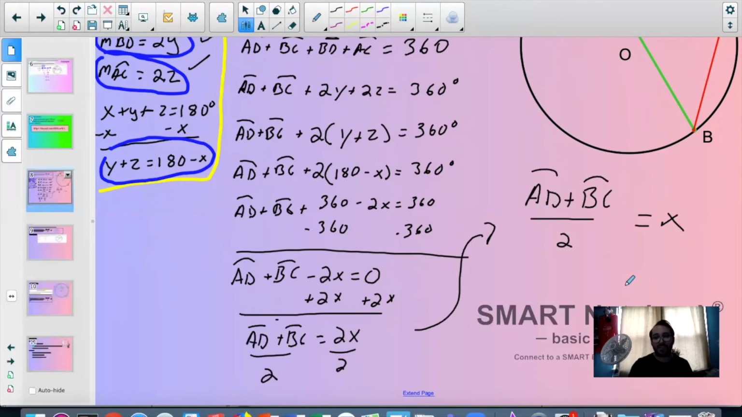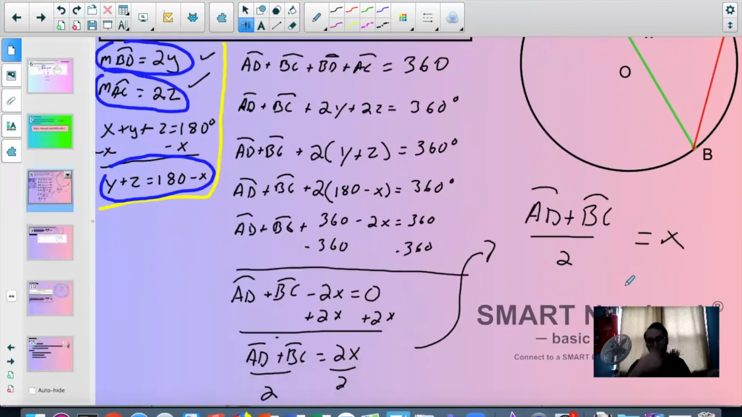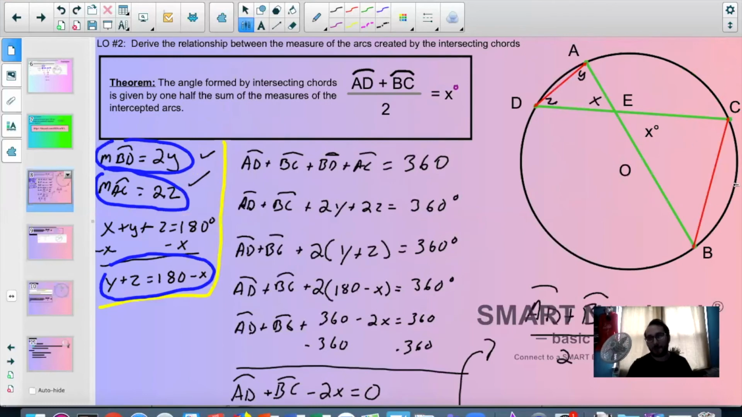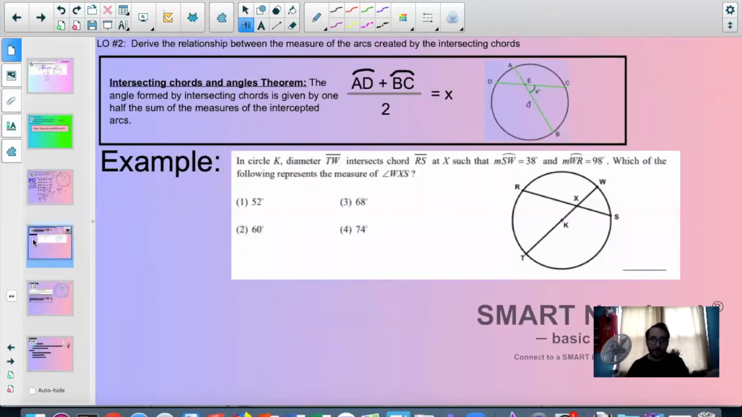And this actually gives us the formula that we got in the beginning, that if you take the arcs that are opposite the angle that you're looking for, divided by 2, you'll get the angle. Okay, and to simplify it, here we go. On the top, I rewrote the formula, and I put the picture there, but I want to tell you something: it's not about memorizing the formula, it's understanding what the formula does.